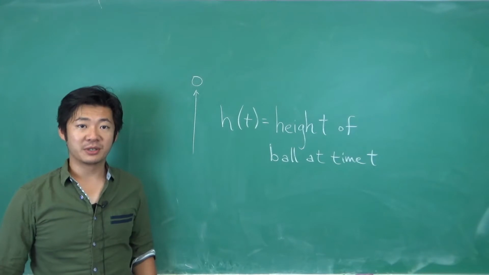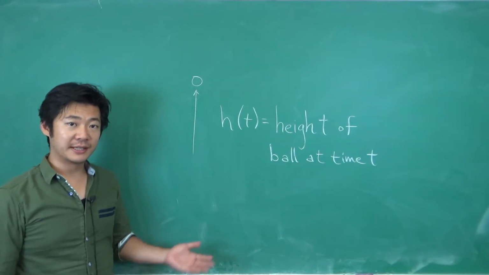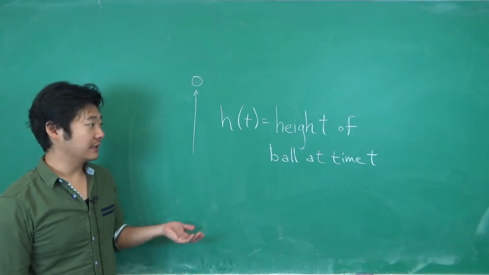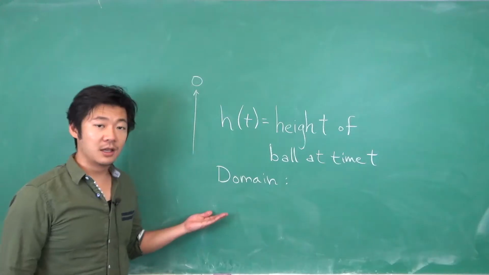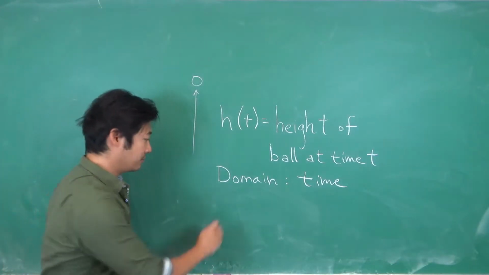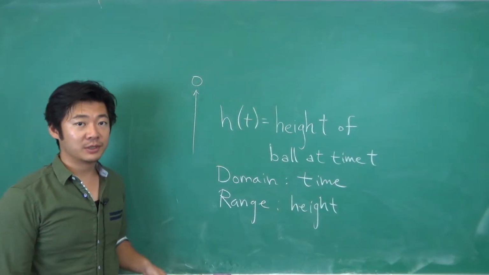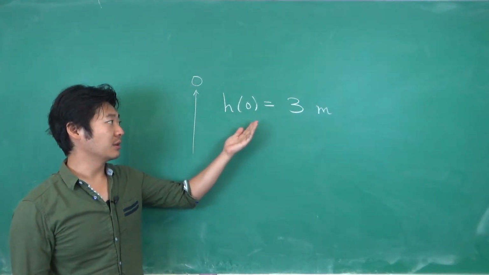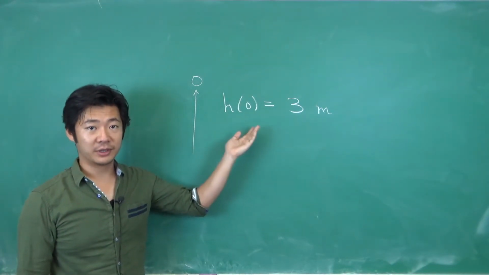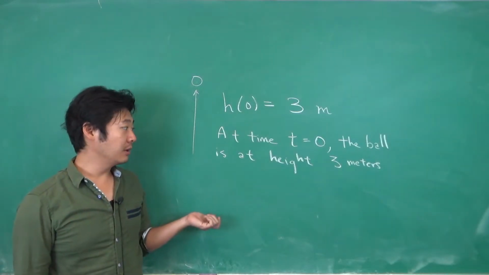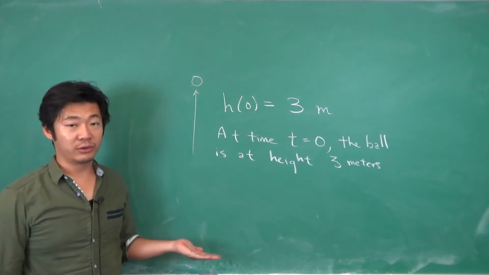There are many examples of functions. One example, let's say, is the height of a ball that you throw up in the air at time t. So, in this case, the domain would be time, and the range would be the height of the ball. So for example, suppose the value of h at 0 equals 3 meters. What does this mean? This means that at time t equals 0, the ball is at height 3 meters.